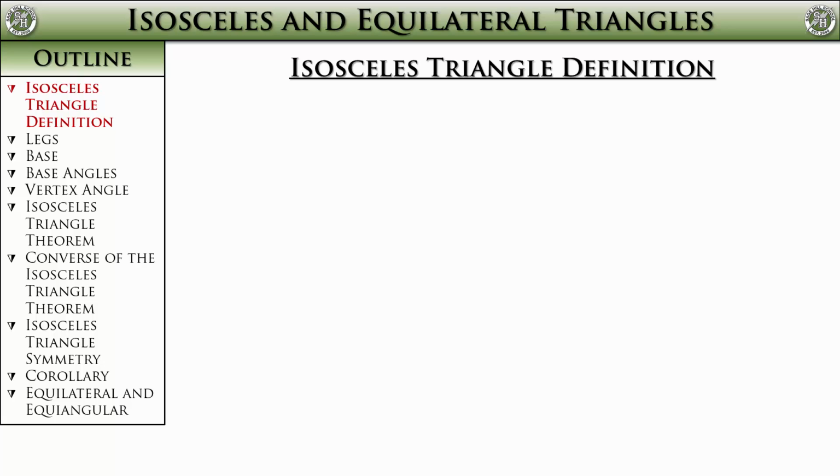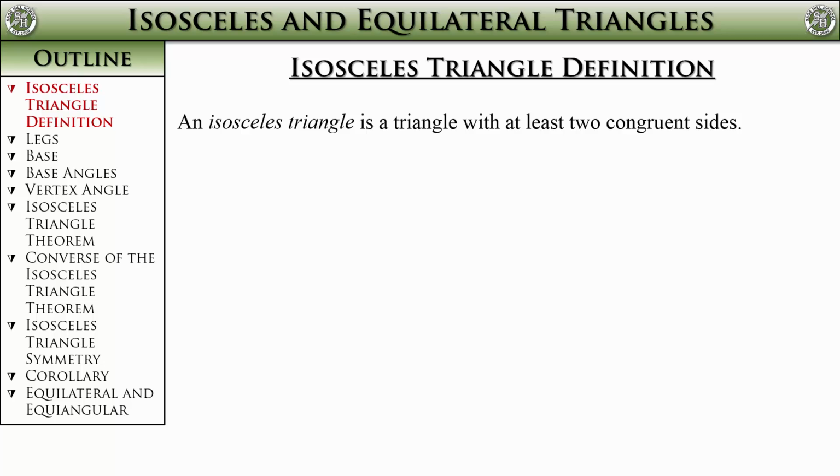Let's start off with the definition of an isosceles triangle. This is the definition with isosceles number 7 in there. An isosceles triangle is a triangle with at least 2 congruent sides. Students often are confused if equilateral triangles also count as isosceles, but the definition says at least 2 congruent sides, so yes, equilateral triangles do count.